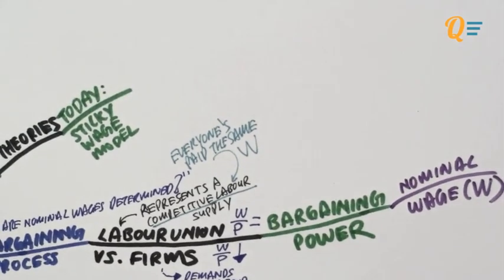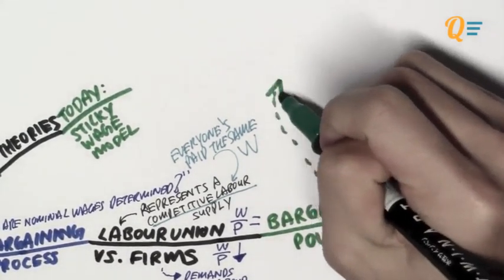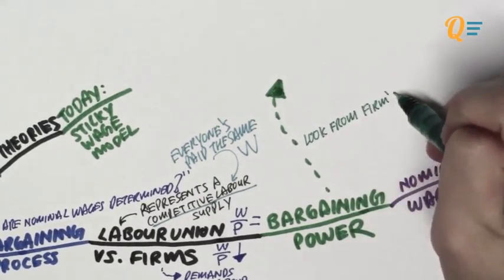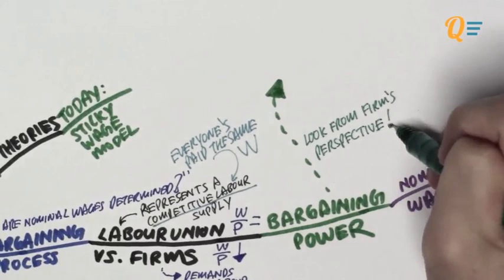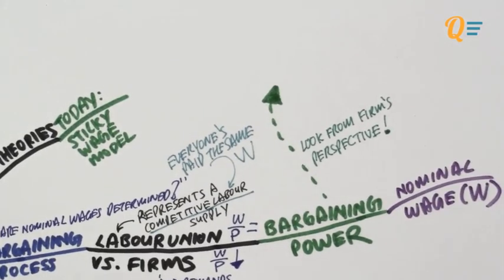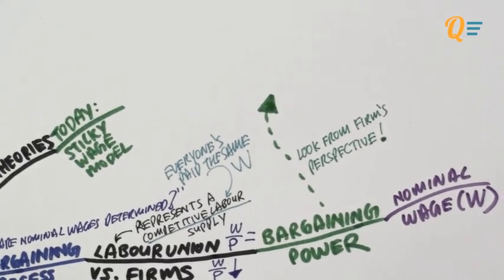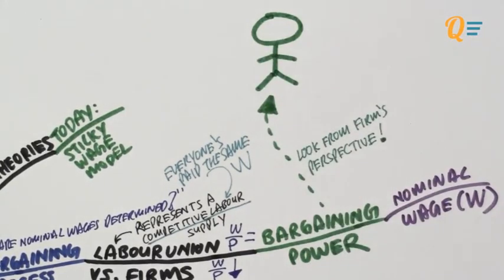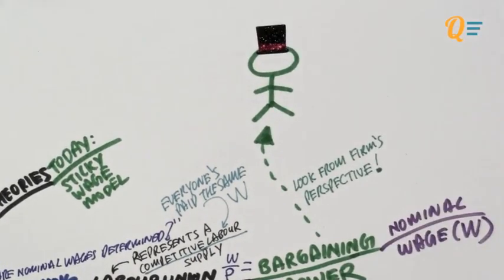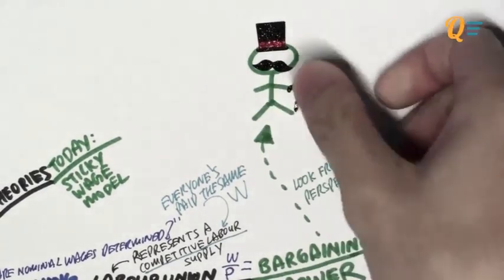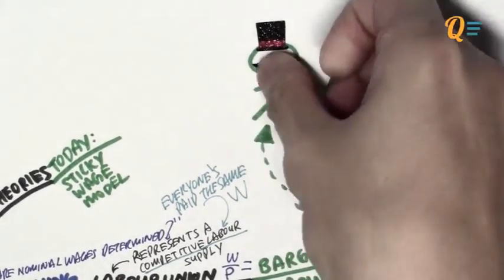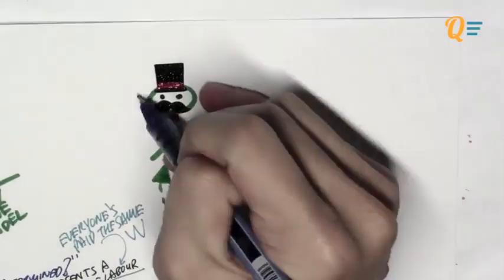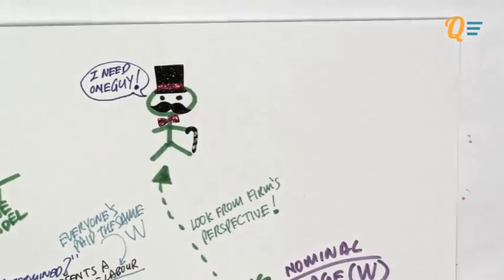So let me explain to you how bargaining power can shift between the labor unions and the firms. And an easy way to look at this would be to look from the firm's perspective. Okay, so I want you to imagine that you are the owner of the only firm in this country. Since you're the business owner, I'm going to dress you up really nice. I'm going to give you a nice hat, a nice mustache, I'm going to give you a cane, and of course I'm going to give you a bow tie. So you're like a boss. Now let's assume that to run your business, you're only going to need one guy.